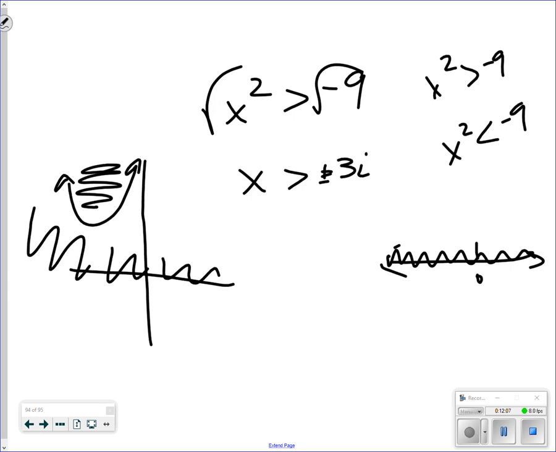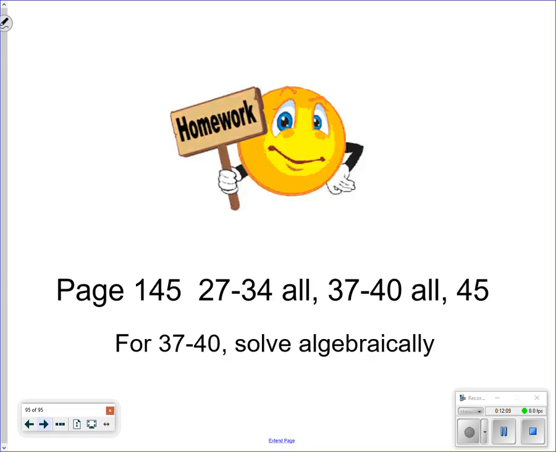All right, so your homework assignment tonight is out of the book. Page 145, 27 to 34 all, 37 to 40 all, and number 45. 37 through 40, don't look at the directions, just solve it algebraically. The directions say something else. So again, do it the way we did it in class, not the way they're asking in the directions.